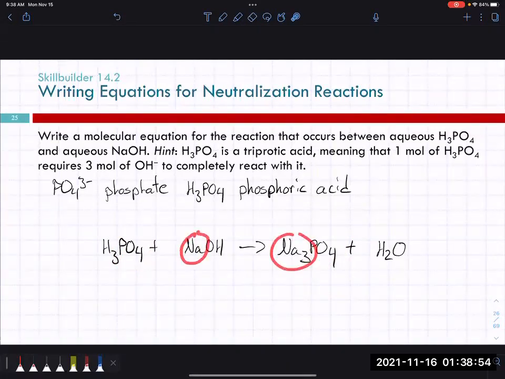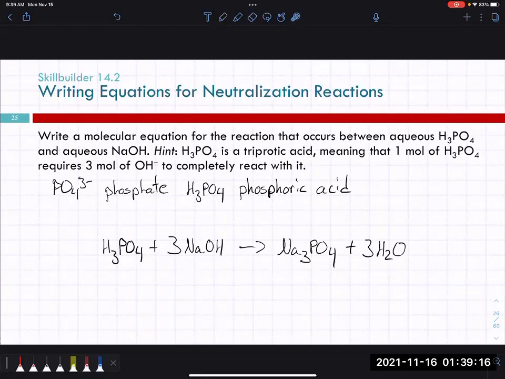So Na and Na. So we need 3 sodiums. That's going to give us 3 oxygens. So I'm going to put 3 over here to balance the number of oxygens. And then I believe that balances our hydrogens as well.